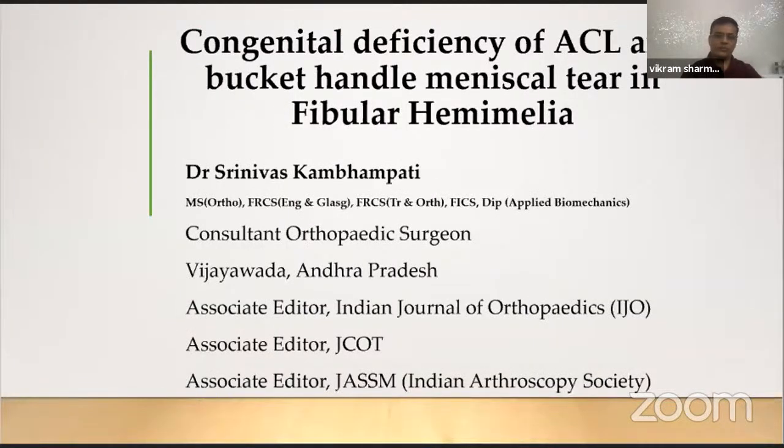Good evening, everybody. I would like to thank the Indian Arthroscopy Society for giving me this opportunity. I would like to present an interesting case of congenital ACL aplasia with a bucket handle tear of the medial meniscus and multiple deformities of the lower limb, along with their management.